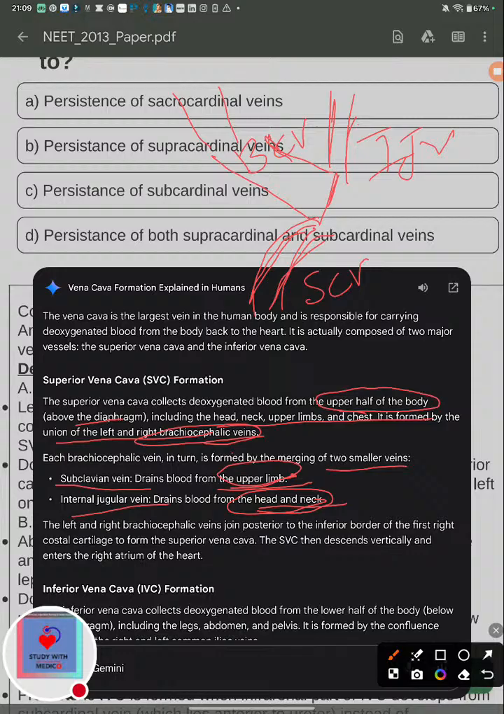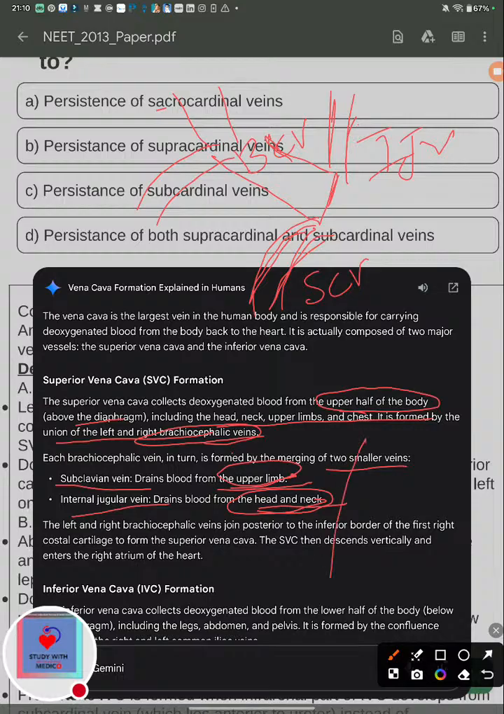So the union of the left and right brachiocephalic veins, from the right arm and left arm, both arms, and from the internal jugular vein, they together will form the brachiocephalic veins. Those two, the left and right brachiocephalic veins, form the superior vena cava.